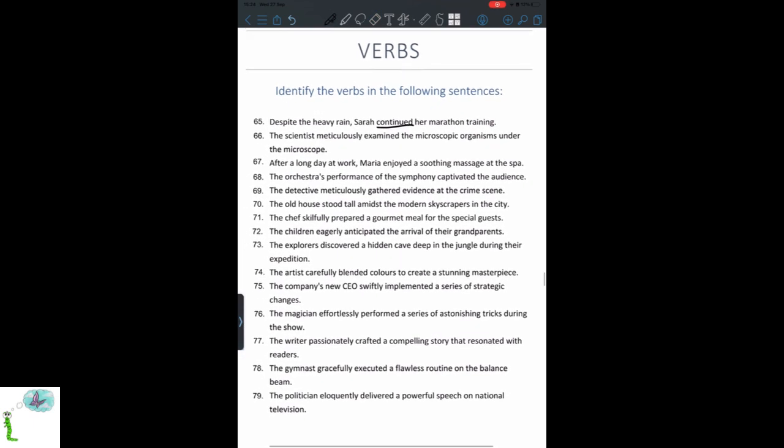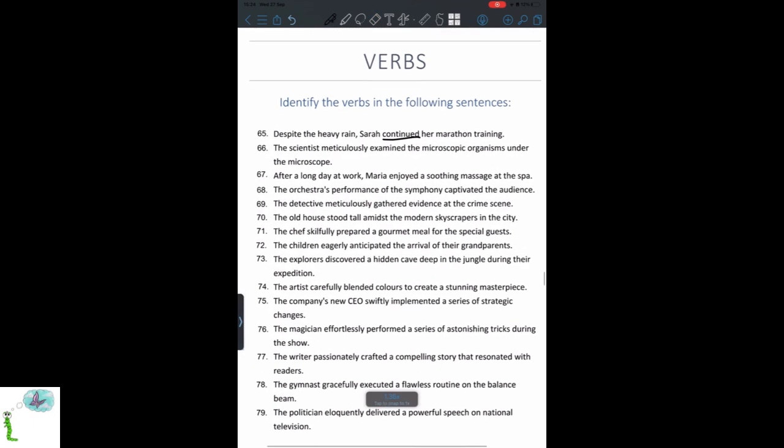The scientist meticulously examined the microscopic organisms under the microscope.